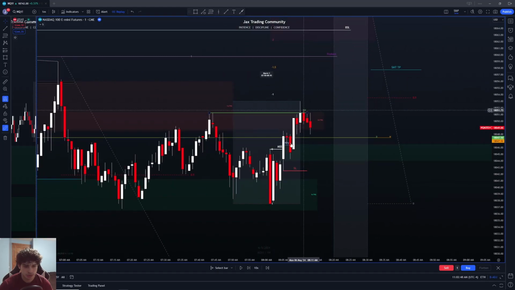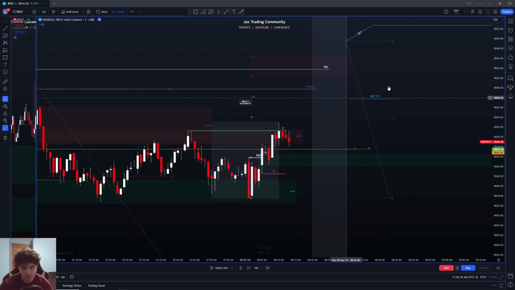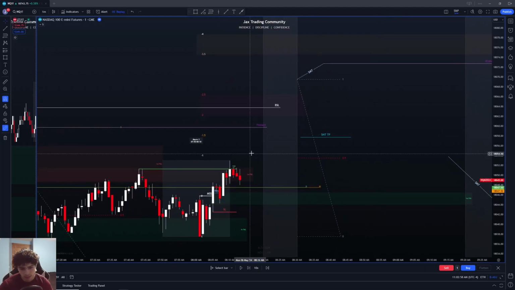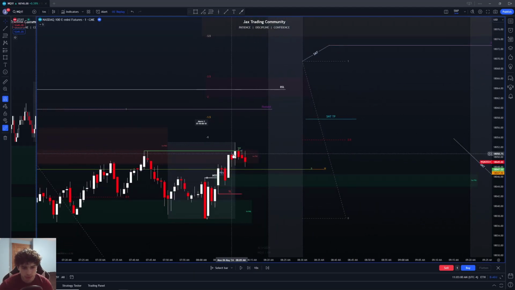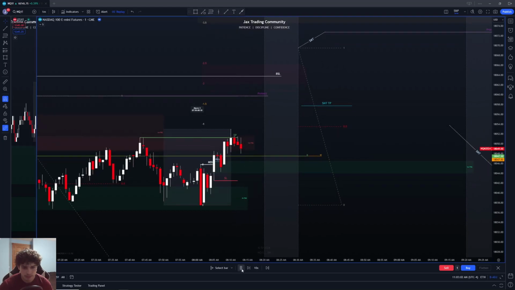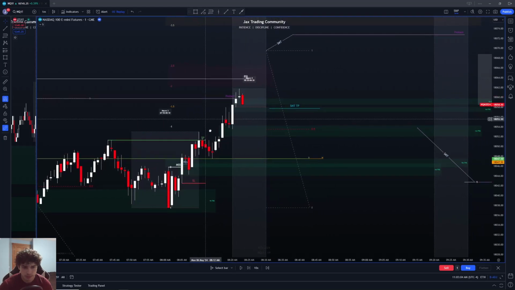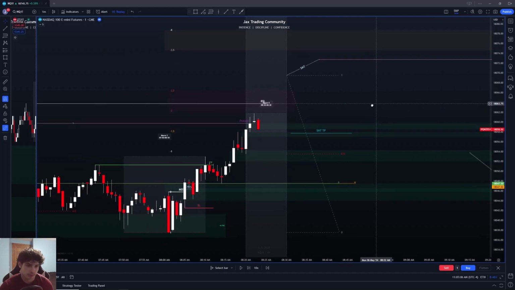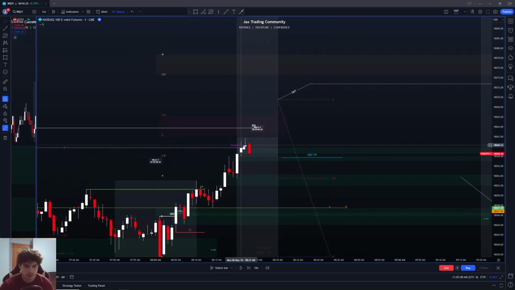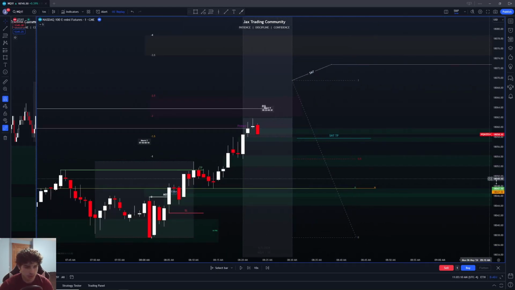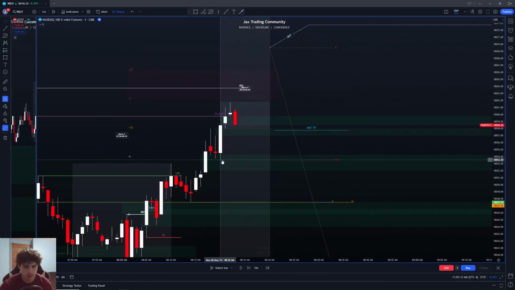And you do want to make sure that you are doing standard deviation on the correct manipulation, because if you do it on the correct manipulation, the standard deviation will be more accurate. Okay, so we took out this liquidity. Let's see what happens now. So we come back up and we enter this macro. Now, this macro, I wouldn't want to see us reverse unless we went below this low right here.